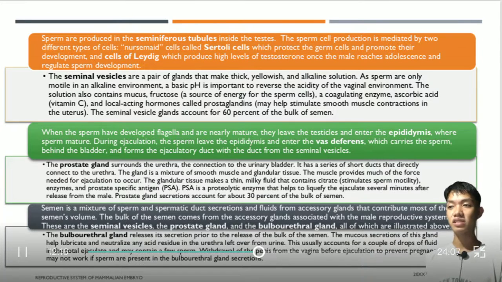The mucus secretions of this gland help lubricate and neutralize any acid residue in the urethra left over from the urine. This usually accounts for a couple of drops of fluid in the total ejaculate and may contain a few sperm. So withdrawal of the penis from the vagina before ejaculation to prevent pregnancy may not work if sperm are present with urethral gland secretion.